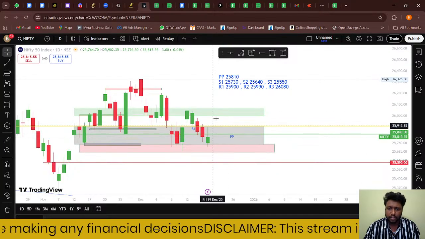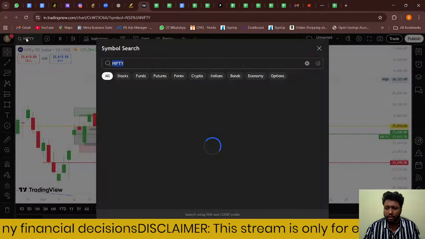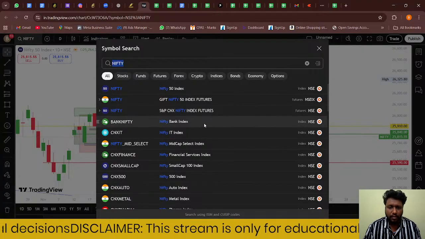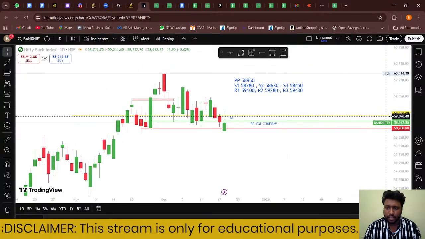We will come to this marking and all. We will quickly change to the Bank Nifty part, mark the levels and come back to Nifty.